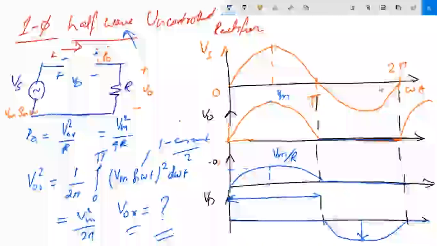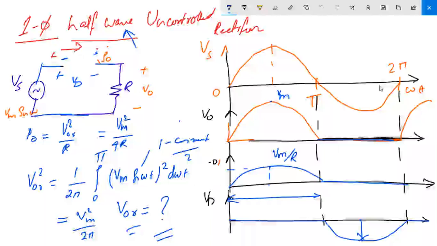So in the last lecture, we discussed the single phase half wave controlled and uncontrolled rectifier, and that was with a diode. Now we will be changing it to some other loads. Here, we will be changing it to an inductive load. It is also a single phase half wave rectifier.